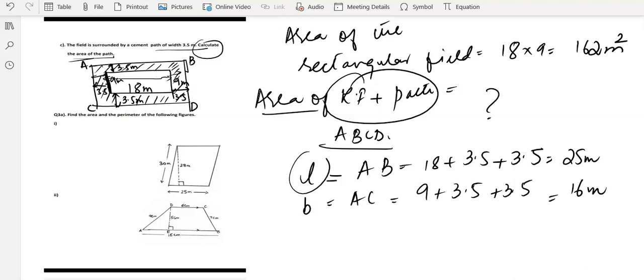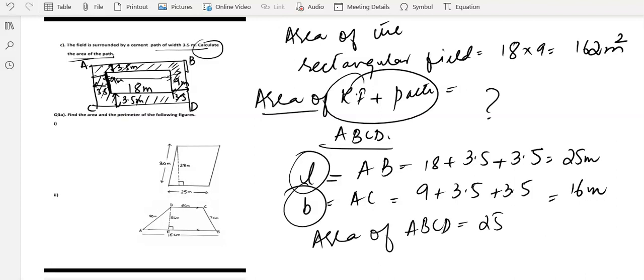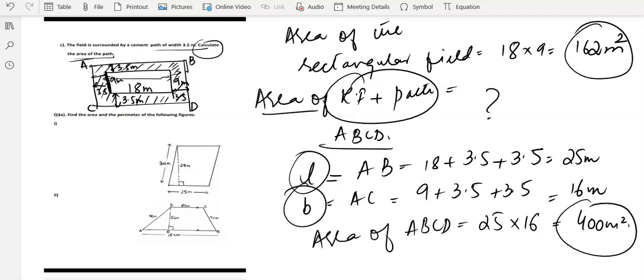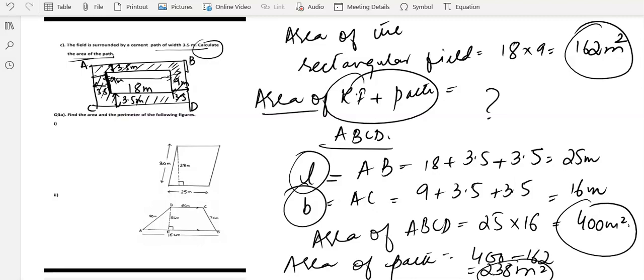Now we have found the length and the breadth of the big rectangle. We can find the area of the rectangle ABCD. Area of ABCD will be 25 times 16, and it is 400 meters square. Now if you subtract the area of the small rectangle from the area of the big rectangle, you will find the area of the path. So what are you going to do? You will subtract 162 from 400, and you will get the area of the path. This is the area of the path.